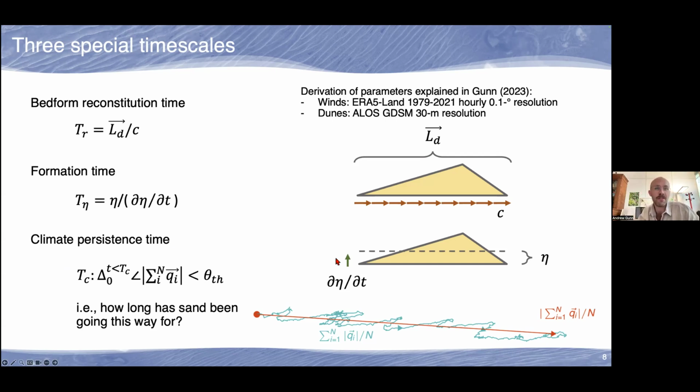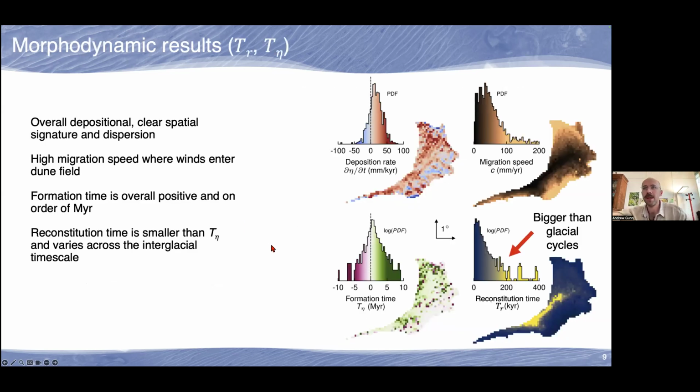Cool. Okay, so we have these three timescales, right? And if we take the topography data and the reanalysis wind data for the contemporary climate, we can actually calculate all of these timescales, and we end up with some graphs like this. So this is a map of the erosion and deposition rate in this region. You can see it's mostly red because of that convergence of the winds. And then we have the speed that the dunes are migrating based off of the flux and their size. And then we have these two timescales at the bottom.